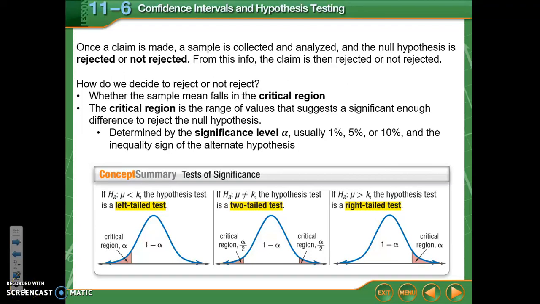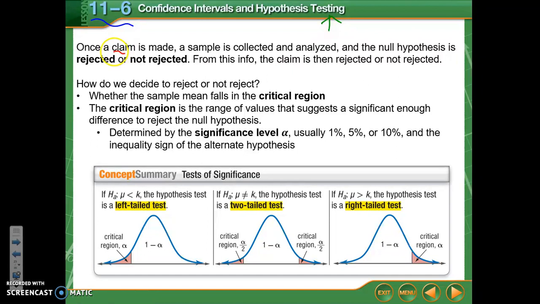All right, today we are continuing with section 6. Remember last time we talked about confidence intervals and we started talking about hypothesis testing. We talked about the null and the alternative hypotheses and how to tell which one is which. So now we're going to talk about actually testing those hypotheses.